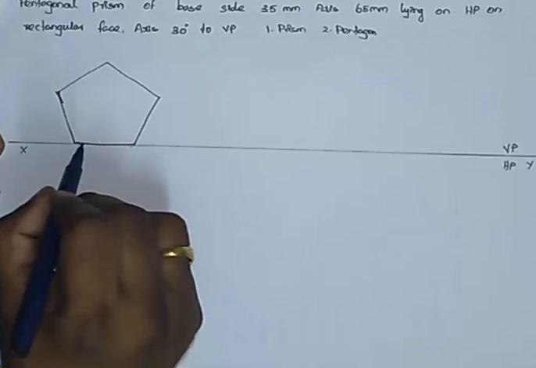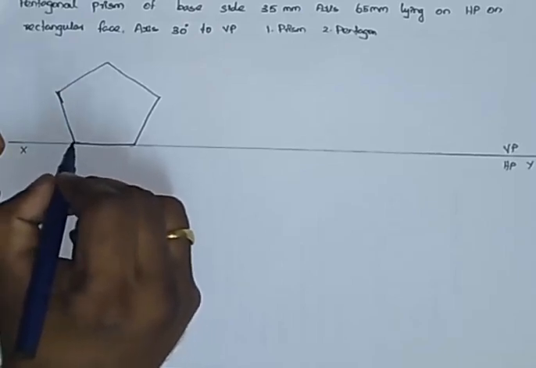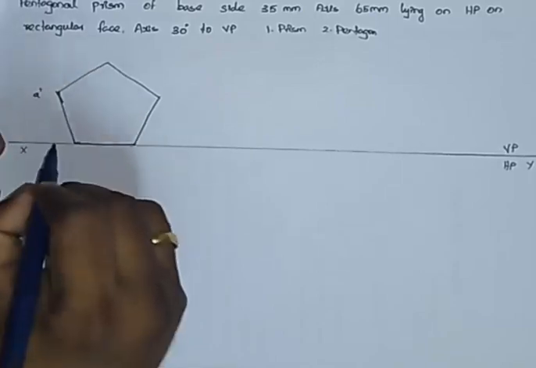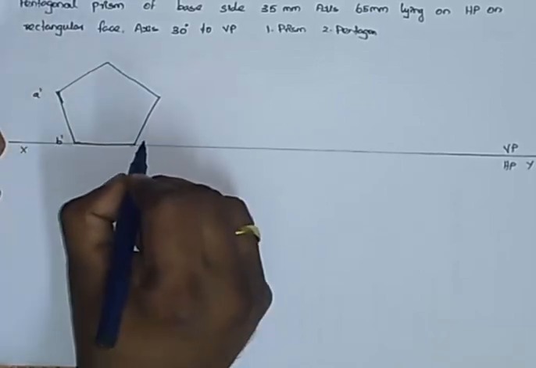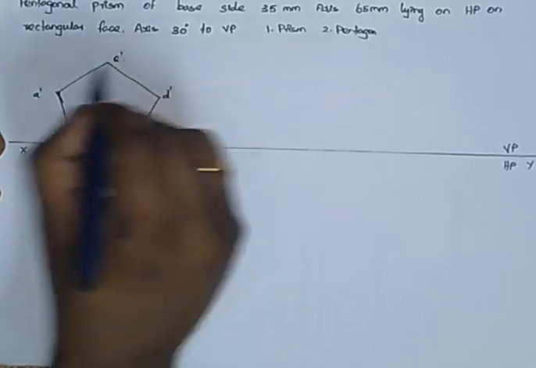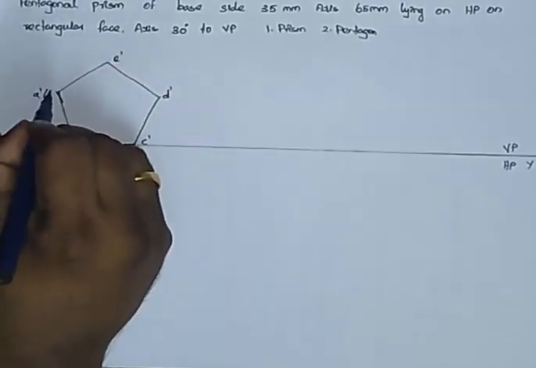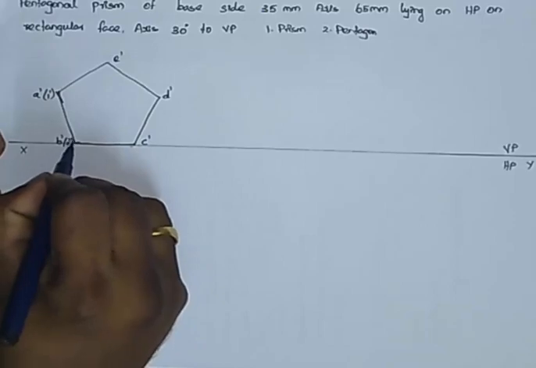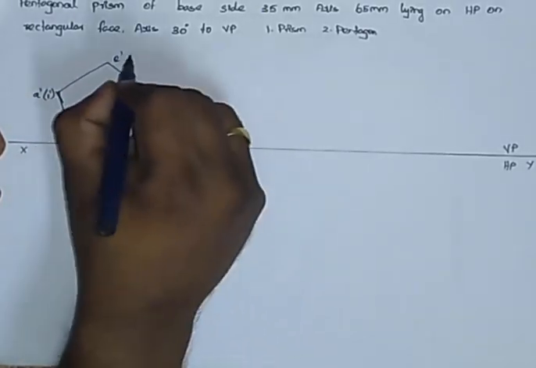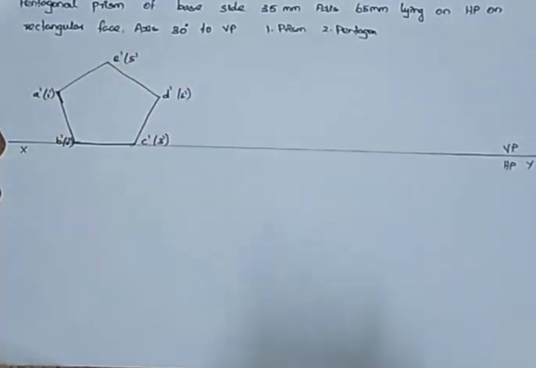So this is called as the rectangular face. So I name it here. It is visible edge A dash, here it is B dash, here it is C dash, here it is D dash, here E dash. Similarly, invisible edges 1 dash, 2 dash, 3 dash, 4 dash, here it is 5 dash. So the next step is you have to draw the top view.